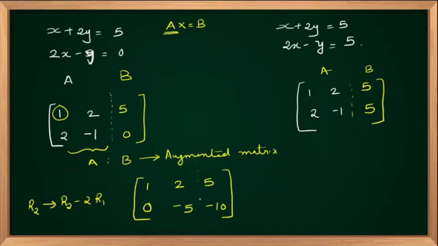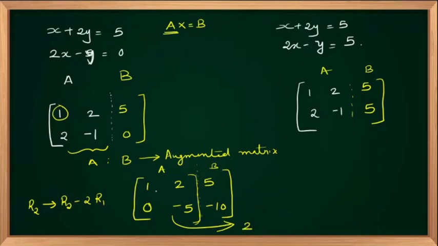Now I'll split it back into A and B. What is the rank of the coefficient matrix? I can say the rank of the coefficient matrix by considering the first part alone. It is the number of non-zero rows. This row is a non-zero row, this row is a non-zero row. So it is 2.